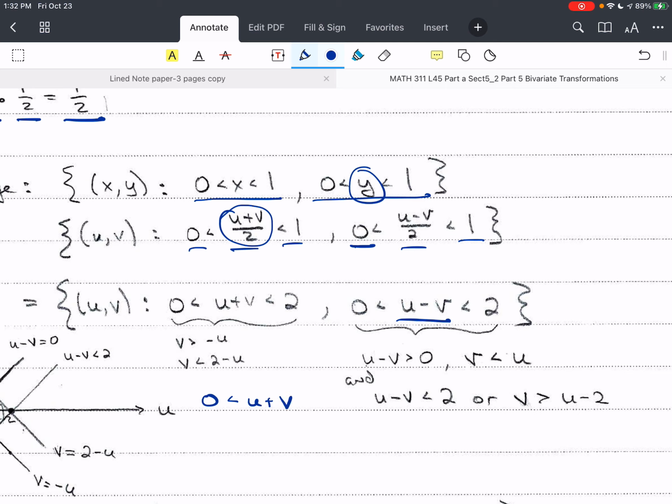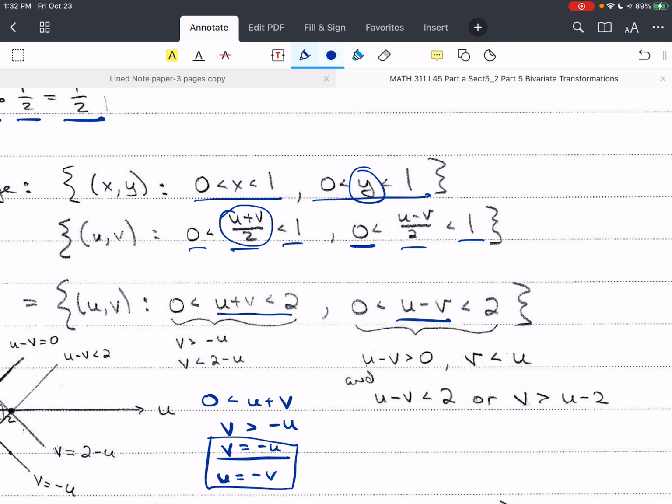And so I can solve this for v, and this would be that v is greater than negative u. So the line I'm going to look at is v equals negative u. That's the line for this. And I could say that u equals negative v. These are the same, right? Just which one are you solving for, u or v?